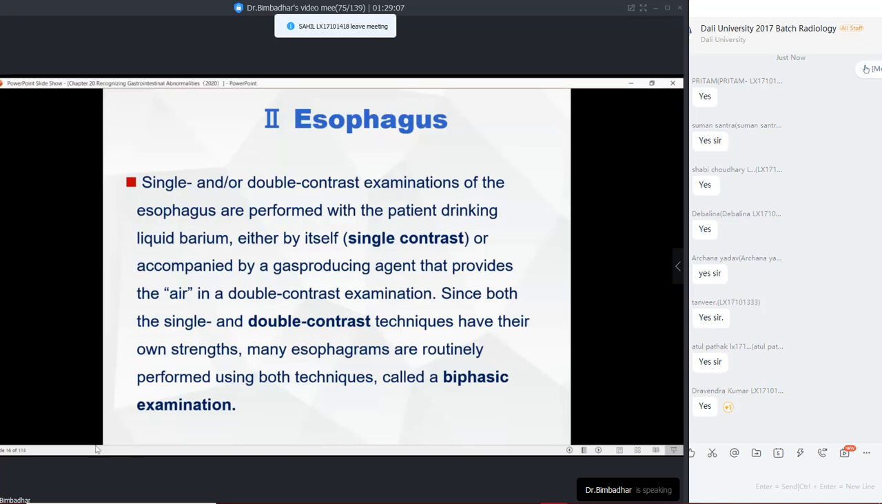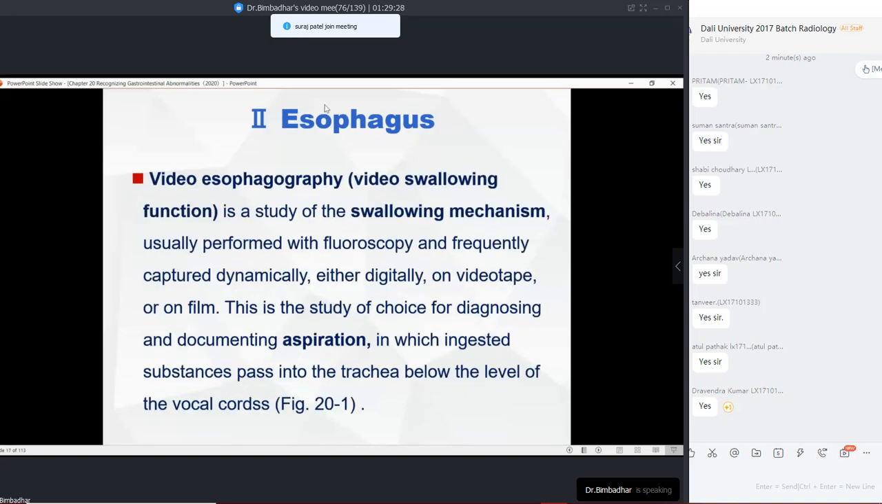All right. So the esophagus is generally analyzed with a single or double barium contrast. When we use both together, initially the double contrast and then the single contrast, it is called a biphasic examination. Then video esophagography is taken, which is monitored under video fluoroscopic examination. And we try to get images during the process of deglutition.